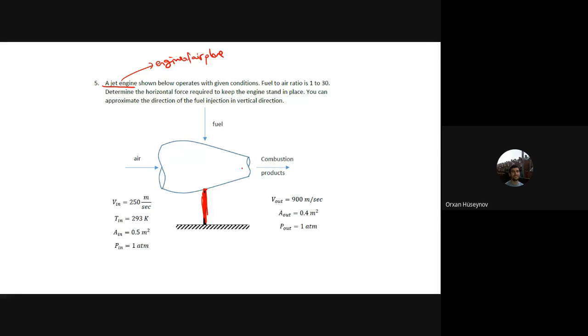So when the products leave the engine, you can see the air comes in, it's mixed with fuel, and here it burns. Okay, and you have the combustion here. And then this combusted product leaves with high velocity in that direction. When it leaves, due to Newton's third law, you will have the force acting. So this one will try to move to the left. Okay, it will try to move to the left.